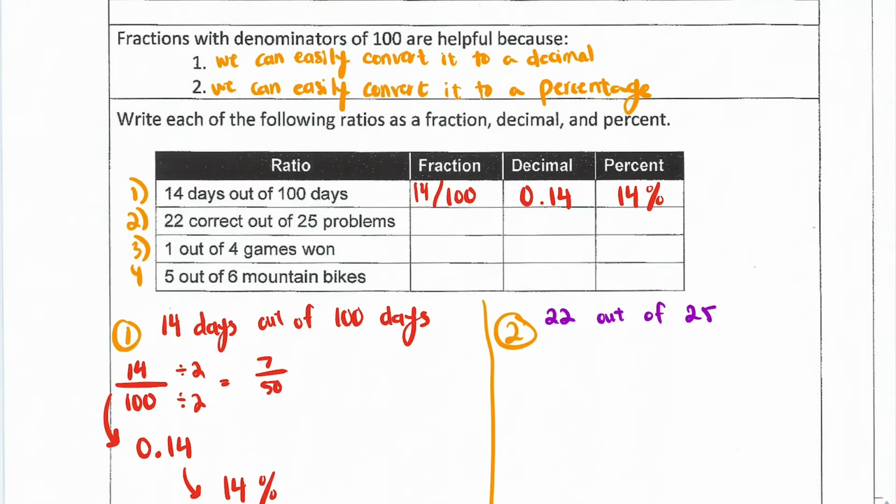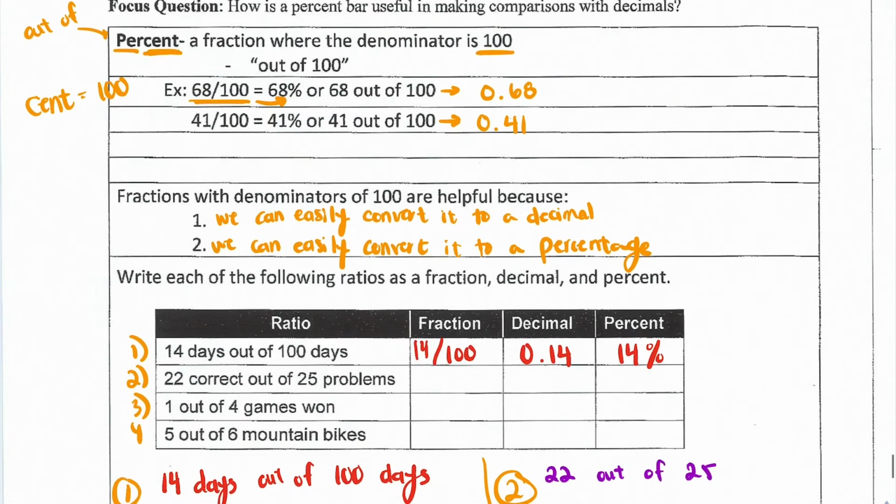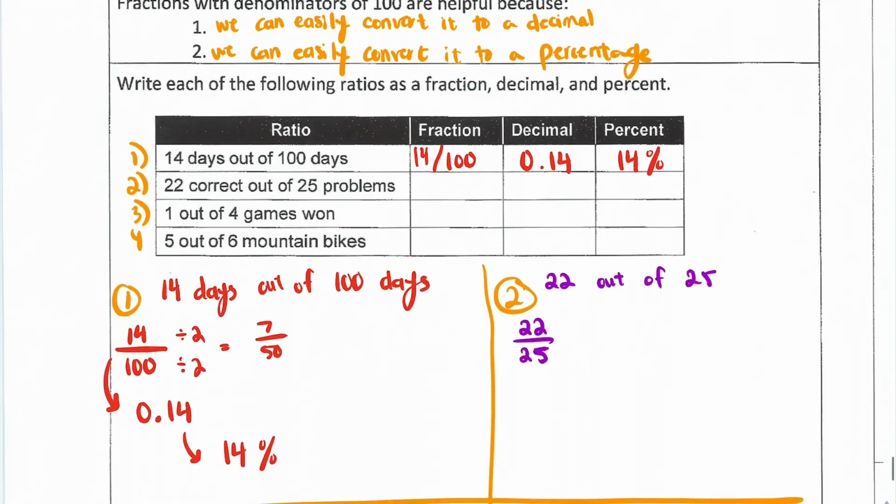So, writing that as a fraction, 22 over 25. Now remember, I want to change this into a decimal, and I want to change that decimal into a percentage. And remember that percentages always have a denominator of 100. So I need to change this 25 into 100. So I'm going to go ahead and multiply this by 4, and then multiply the numerator by 4.